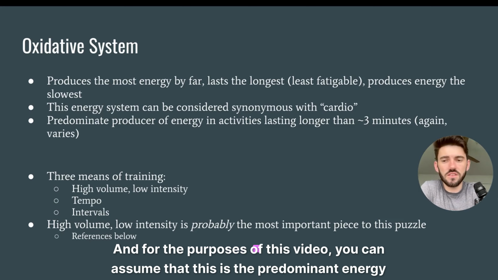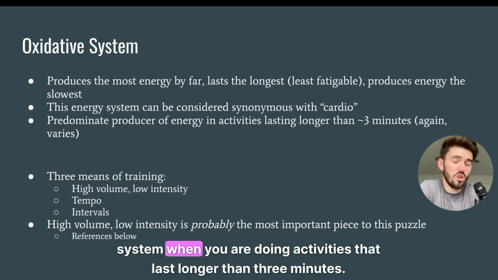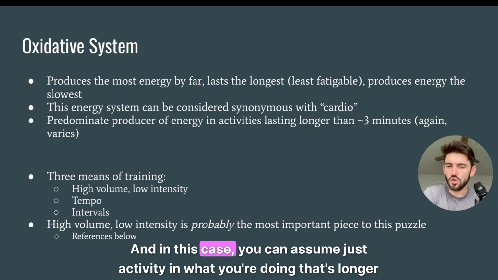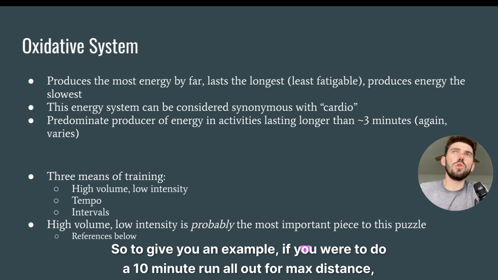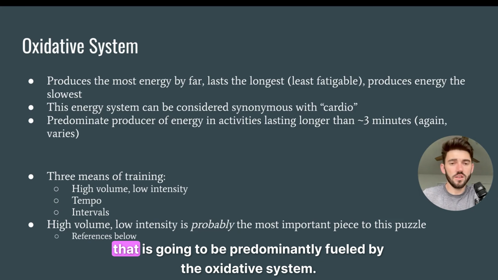For the purposes of this video, you can assume that this is the predominant energy system in which you are doing activities that last longer than 3 minutes. In this case, you can assume any activity that's longer than 3 minutes, in which you either don't hit fatigue, or in which you do hit fatigue. To give you an example, if you were to do a 10-minute run all out for max distance, that is going to be predominantly fueled by the oxidative system.